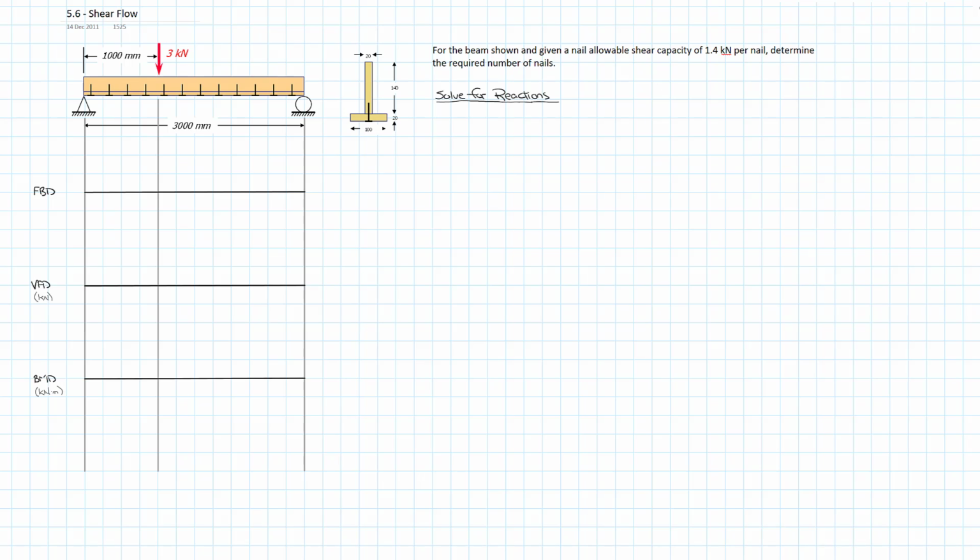In this case, we're looking at shear flow, or using shear flow to determine the number of nails we need in our beam to hold it together. And so we have a laminated or fabricated inverted T using a series of nails lined up along the center line as shown in the cross section. We have a shear capacity for each of the nails at 1.4 kilonewtons per nail.